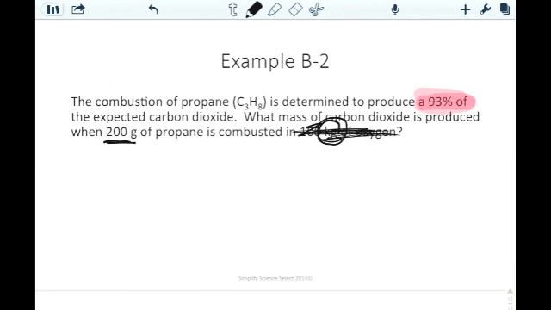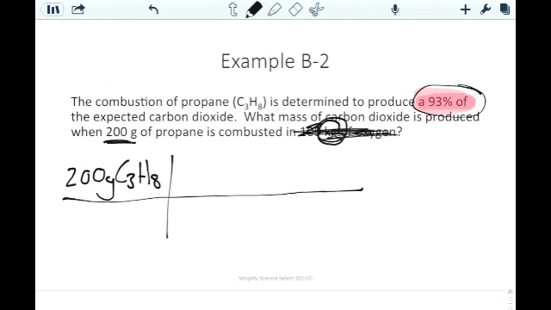We have 200 grams of propane. All we need to do is calculate the theoretical yield, and then we'll multiply it by our 93%, and that will give us the actual yield that we should get in the lab. So work it out. We have 200 grams of propane, C3H8. Okay, and one thing that we always have to have no matter what is our balanced equation, so we can't forget to do that.